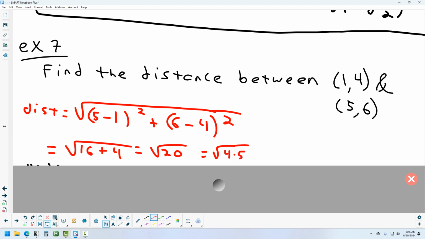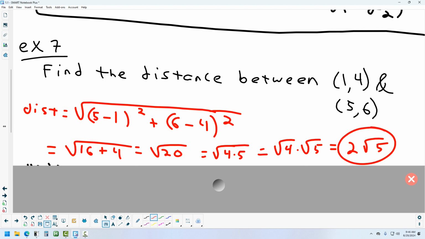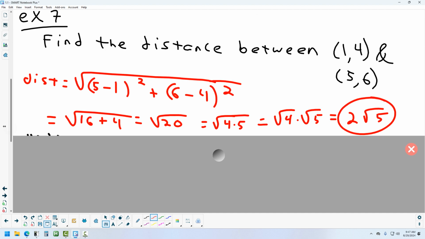You can break 20 up into 4 times 5, and then you can take the square root of each of those numbers separately. That's a property of square roots. And the square root of 4 you said was how much? 2. So 2 root 5. Yep. So that's how you should write your final answer if you get a distance problem that has a square root that can be simplified. If you had something like square root of 23, well, you'd have been done. Nothing you could do to simplify that. Any question on that?